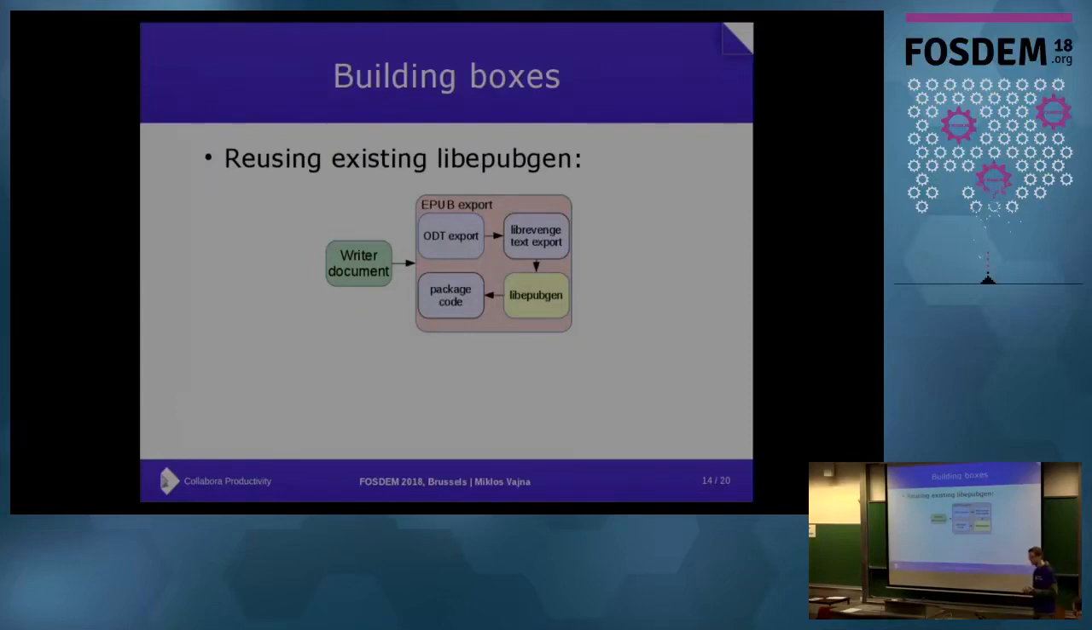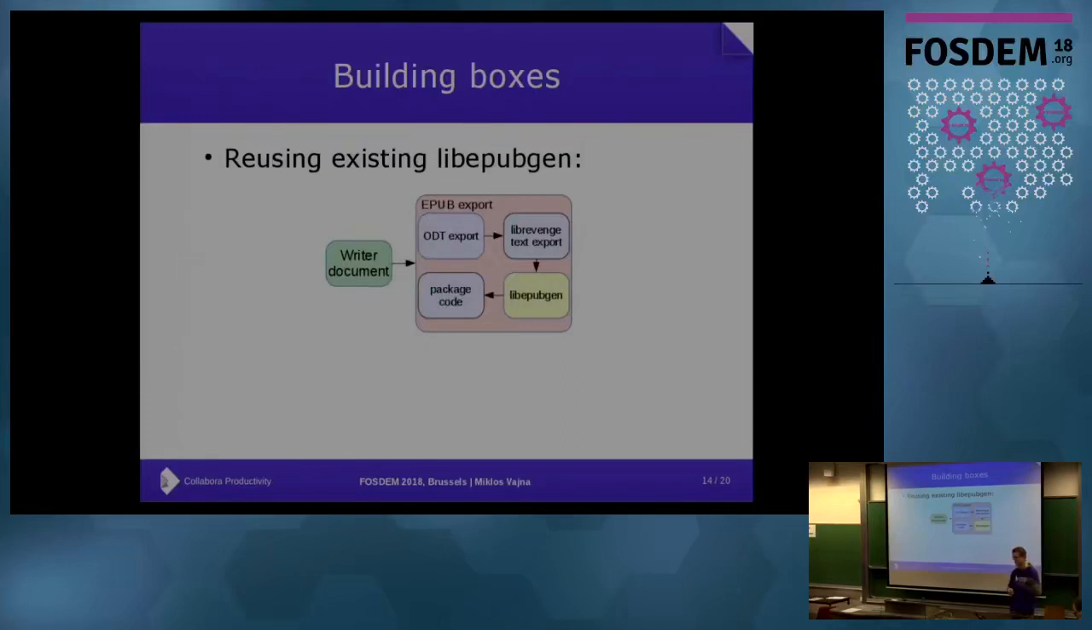Inside the EPUB export, I tried hard not to reinvent anything. So I tried to reuse what building blocks we already have. The most interesting part is the libepubgen library, which is part of the Document Liberation Project, and it was not part of LibreOffice, but now it's bundled with that, and it was a good starting point. I had to extend it variously, but at least as an initial step, it was already working.